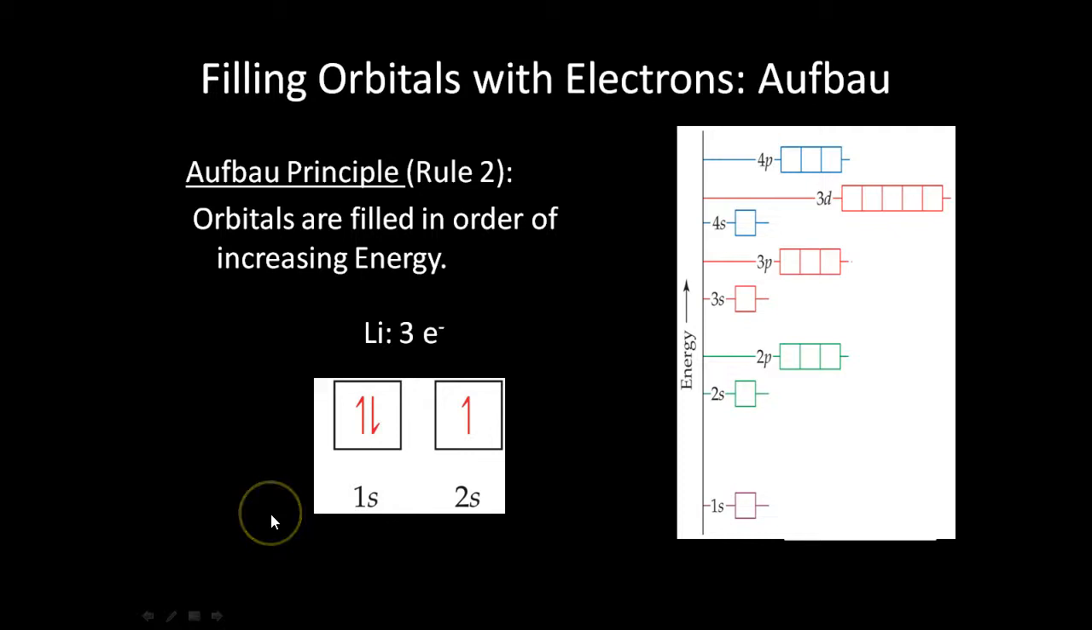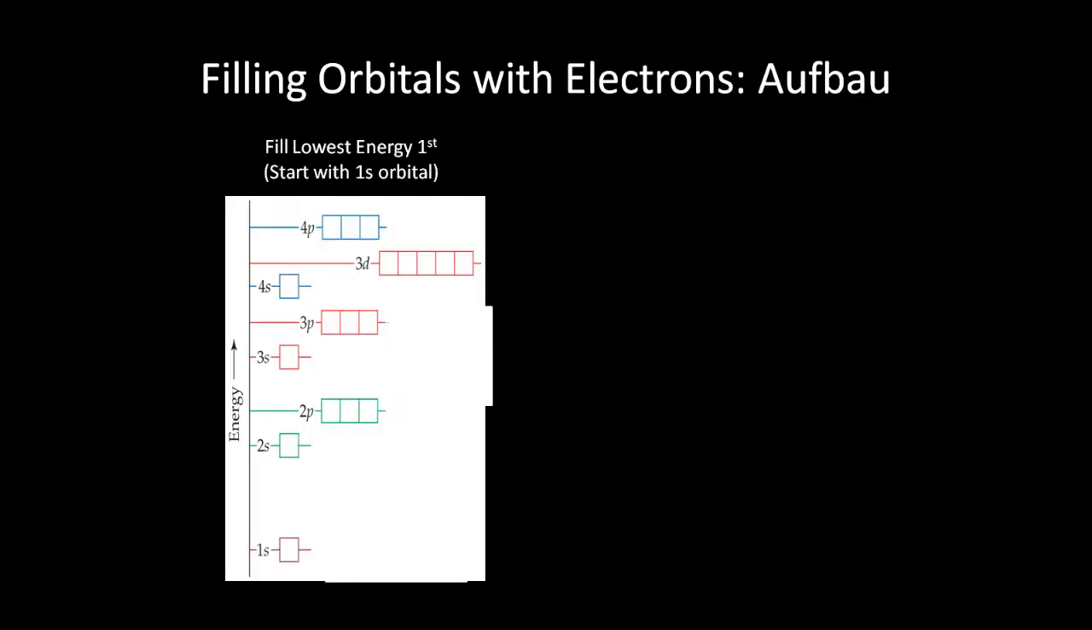If we were wanting to write the electron configuration for lithium, this is what it would look like. We have the 1s orbital. There are 2 electrons there. The 2s orbital, right here, right? There is 1 electron in that one. So 2 in the first orbital and 1 in the second orbital.